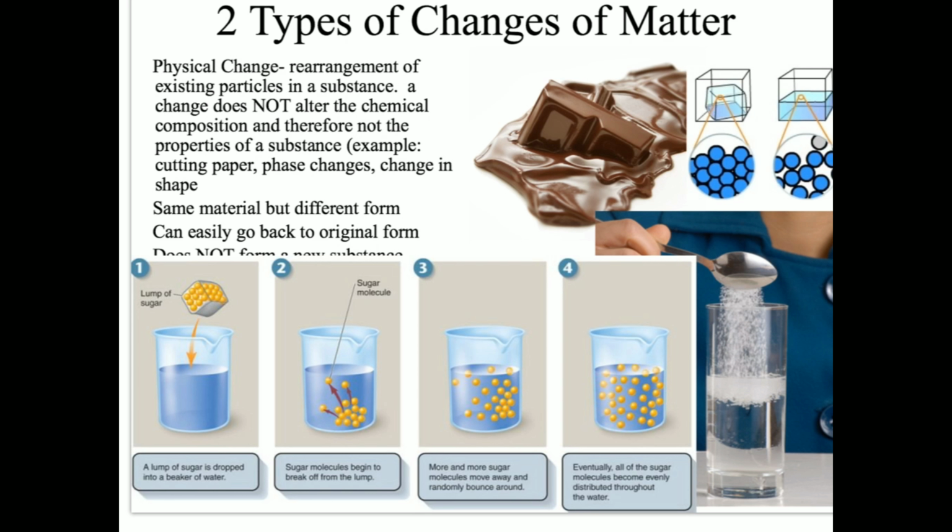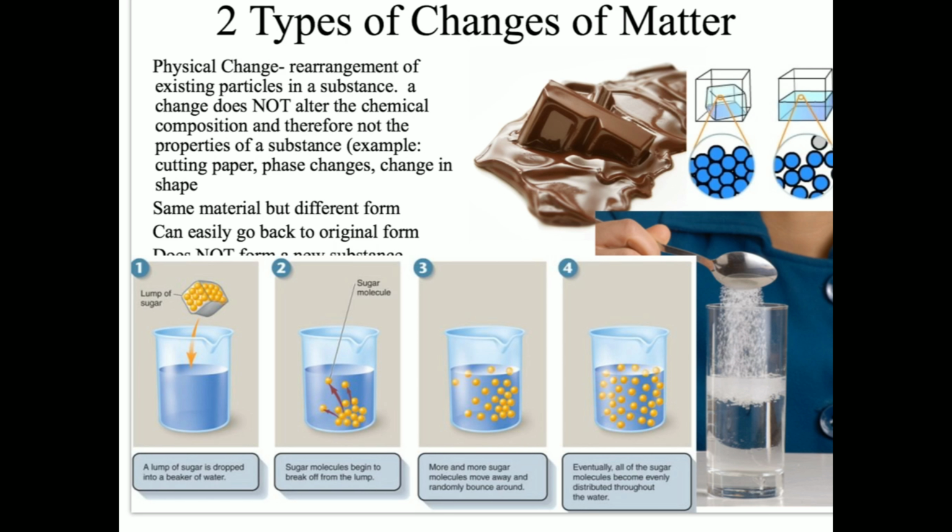One of the most common physical changes of matter are changes in state. Like when we melt chocolate, we go from a solid where the particles are very close together to a liquid where the particles are less close together.